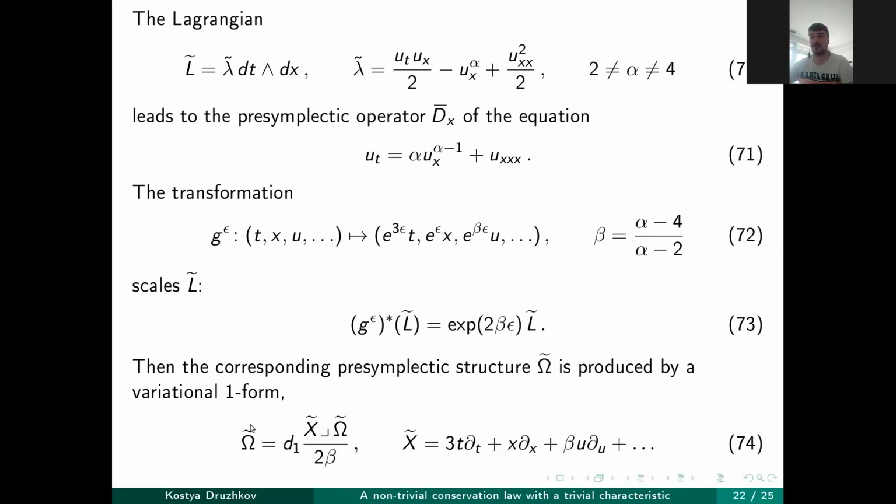because the Lie derivative of this term with respect to x, divided by 2 beta, consists of this term plus the other term given by the Cartan magic formula, but the other term vanishes because this is a presymplectic structure. That is, it's a d1-closed variational one-form. So this is literally the Lie derivative of this term. And the Lie derivative of this term is proportional to the term itself because of this formula 73, because this holds for the Lagrangian.